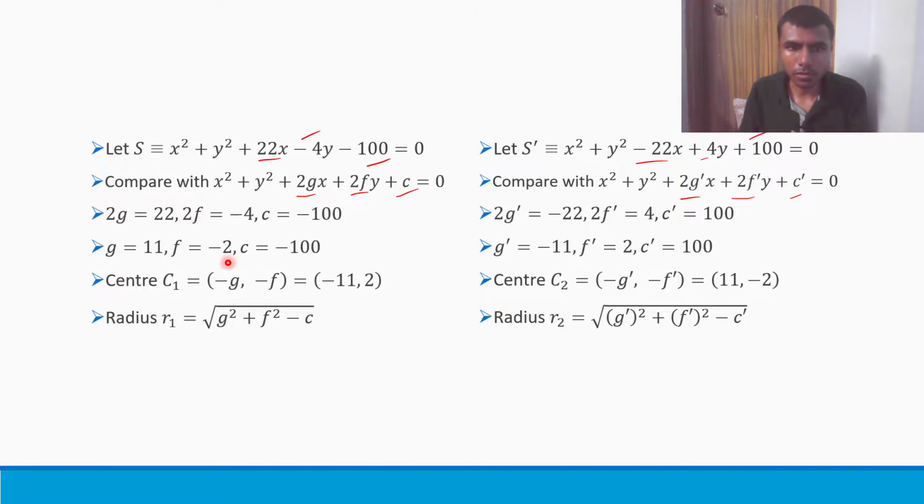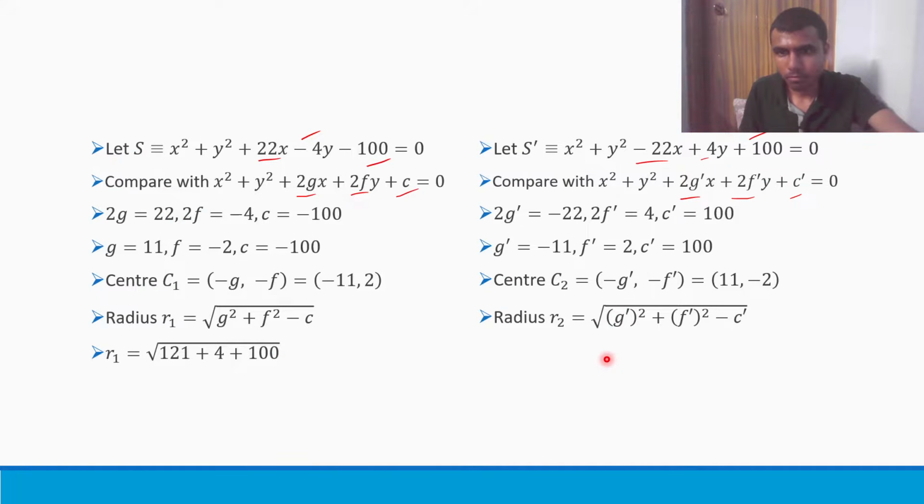Likewise, f is minus 2. f square is going to be 4, because minus 2 whole square is plus 4. So r1 will be under root 121 plus 4. c is minus 100, and here I have minus c, so minus of minus 100 will be plus 100. I hope this step is clear.